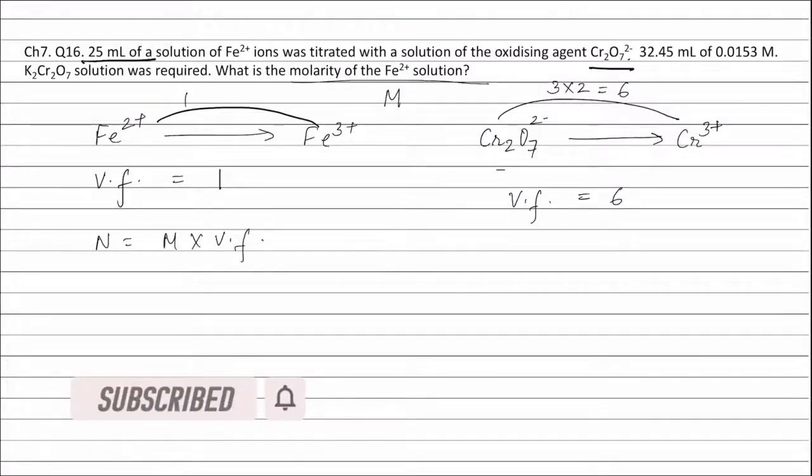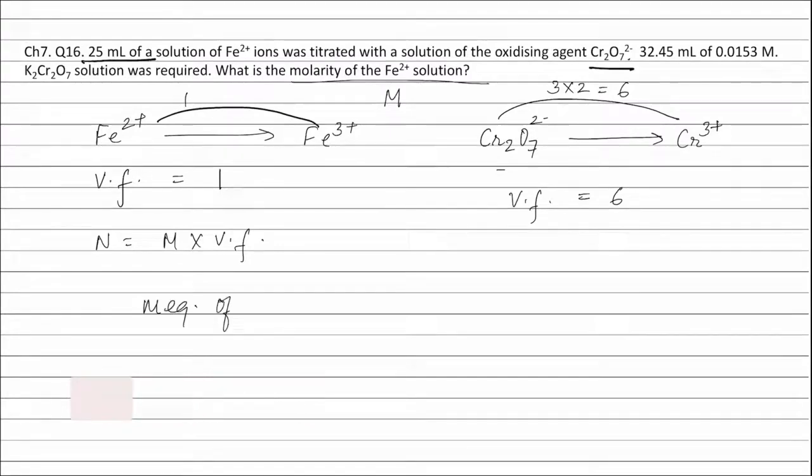Now, for complete titration, milliequivalents of Fe2+ is equal to milliequivalents of Cr2O7 2-. Milliequivalents of Fe2+ will be equal to molarity of Fe2+ ion solution, which is M, into valency factor, that is 1, into volume of Fe2+ ion solution, given as 25 milliliters. And this is equal to milliequivalents of Cr2O7 2-.